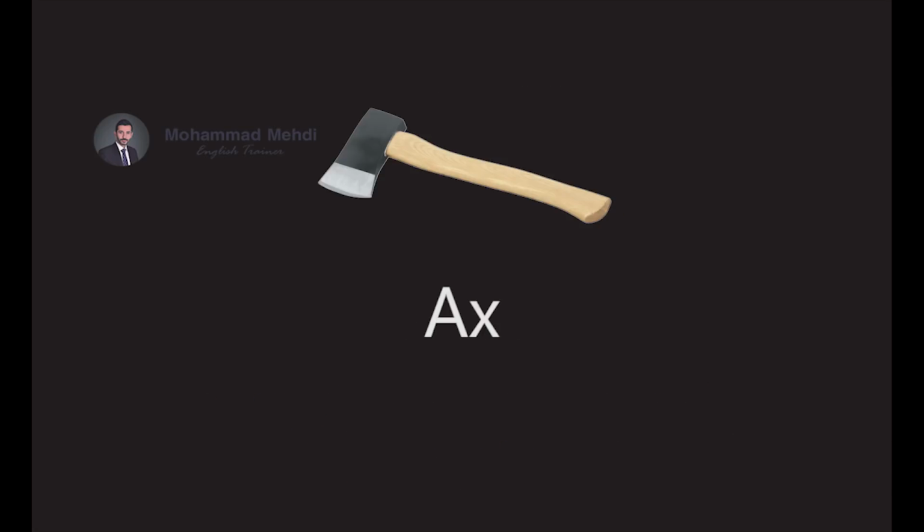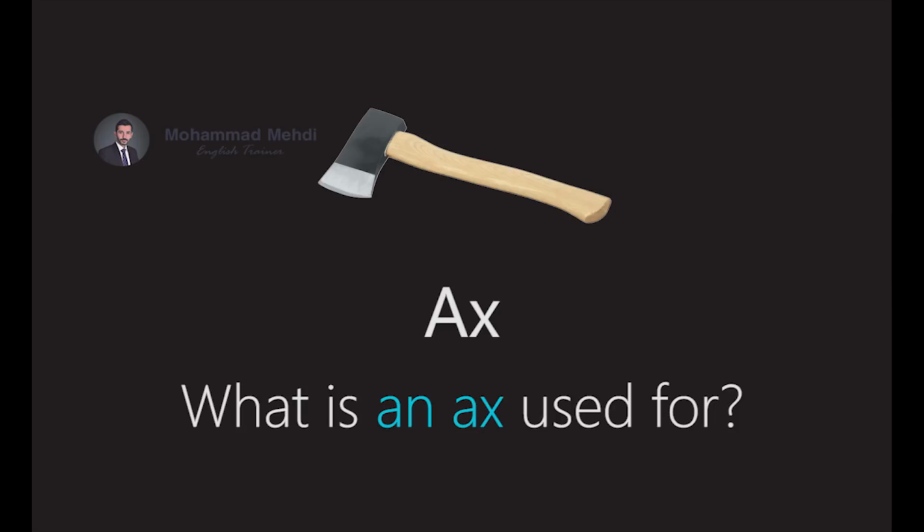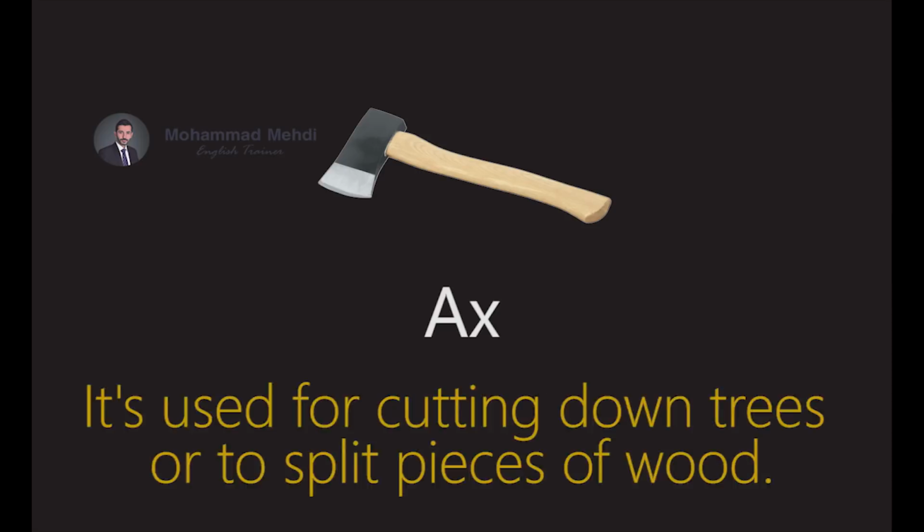Axe. What is an axe used for? It's used for cutting down trees or to split pieces of wood.